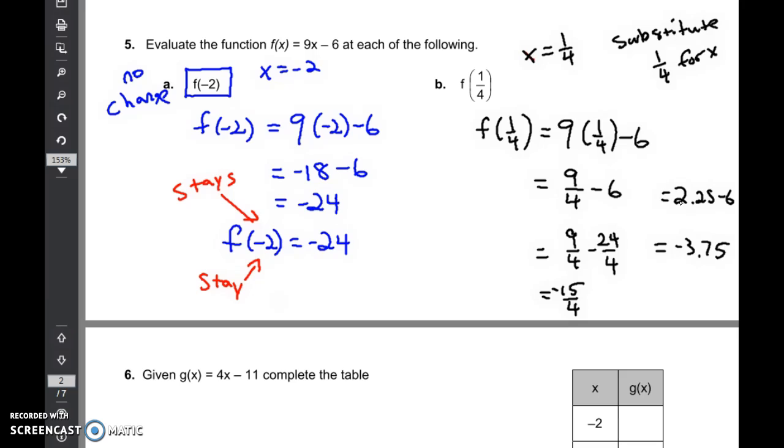So function notation, we're just plugging in for x and simplifying. These should be easy points for us. Please make sure you know how to do this before the retake. All right, I'm going to pause the video and start another one.